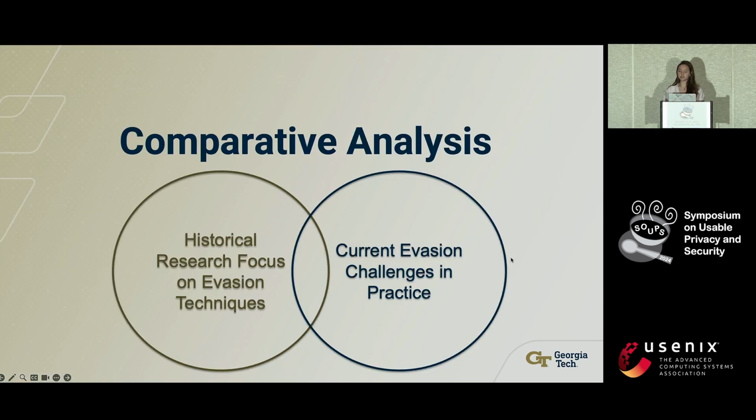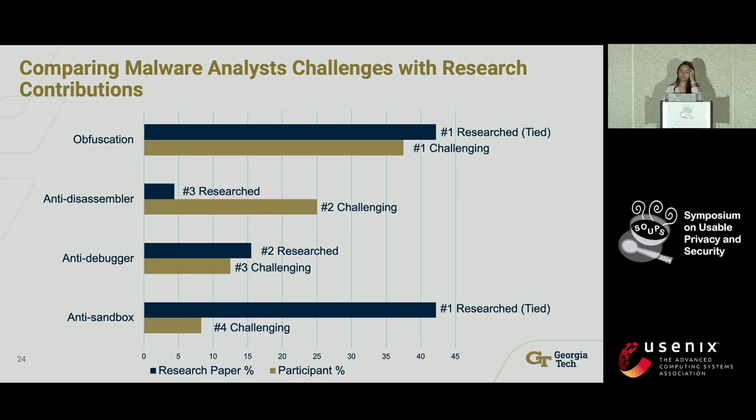Great. So now we've answered which evasion techniques are currently challenging in practice, and also where the research community has focused. So with these two findings, we decided to conduct a comparative analysis between the two. As shown through our systematic mapping, historical research has predominantly focused on anti-sandbox and obfuscation techniques. However, when we juxtapose these findings with the current challenges that are faced by analysts, we see a different set of problems emerging that future research should shift their attention towards.